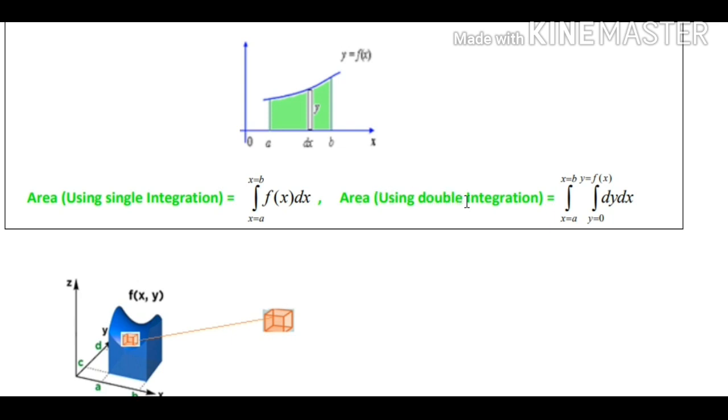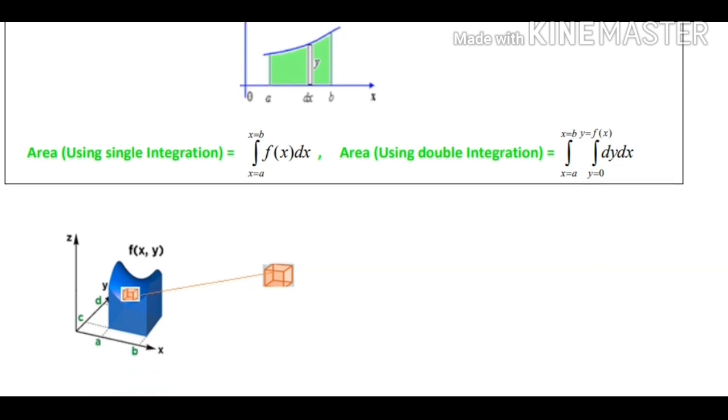Similarly, we can find area using double integration. In place of y, we take dy as the length of the strip and the width of the strip is dx, and y varies from 0 to the upper limit y equal to f(x), and if this strip moves from this place to this place, then x varies from a to b. So limits for y are 0 to f(x) and limits for x are a to b. So this is the formula to find area using double integration.